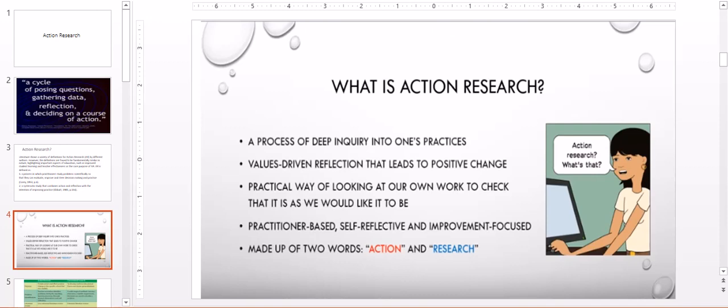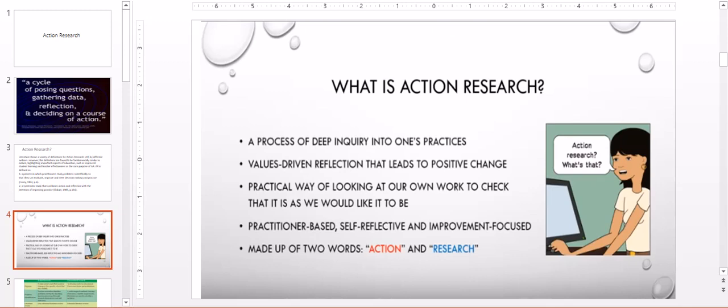Third one, a practical way of looking at our own work to check that it is as we would like it to be. So we always like to be better and better every time. In order to do this, we must look at our own work and be more reflective practitioners. So the third one is practitioner-based, self-reflective and improvement-focused. For anything that we do, we must focus on our work, and it should be positively improved.